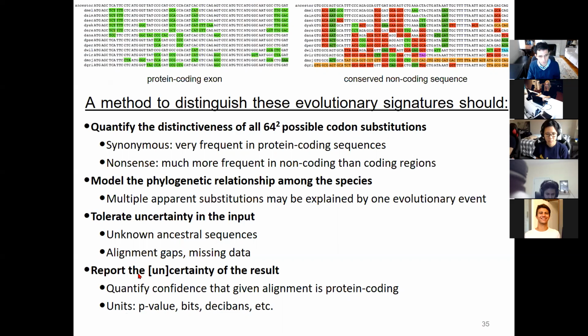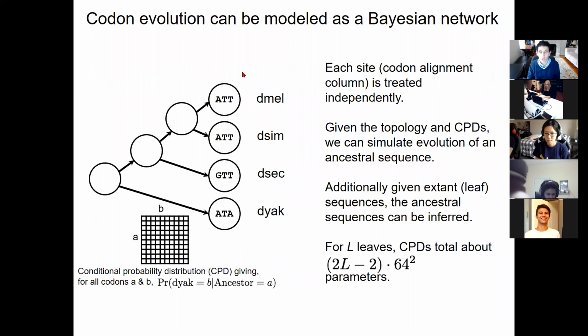And lastly, we want to report the certainty and uncertainty of the result in the form of a p-value. We want to quantify the confidence that, given the alignment, a given alignment is protein coding. And the units are going to be either p-value or bits or decibans and so on. So how are we going to do that?